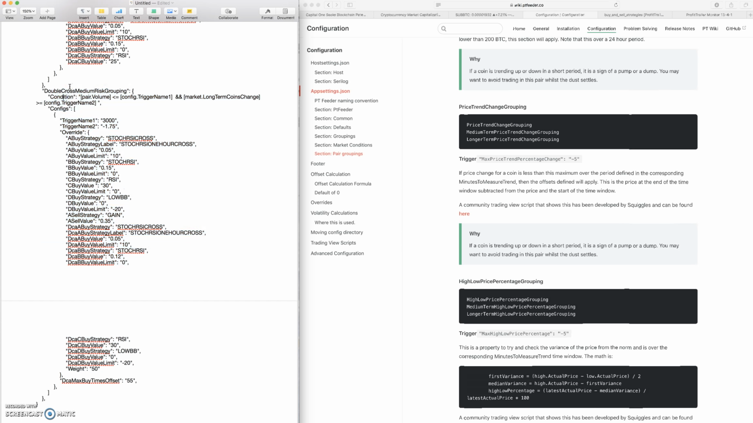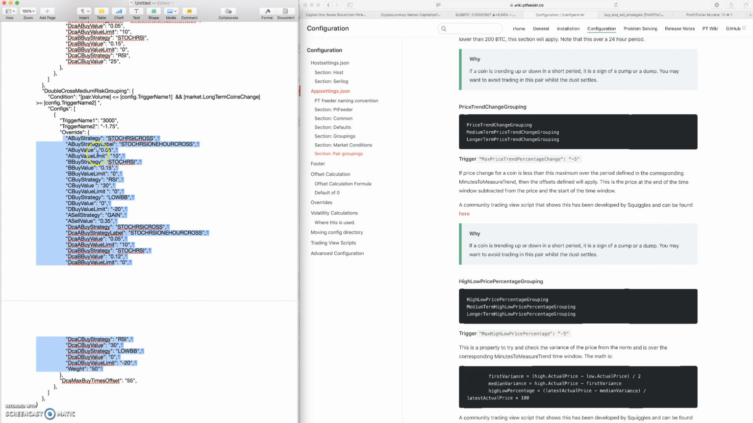So what this is saying is for this double cross medium risk grouping, you have pair volume. So say you're trading BTC ADA. Your pair volume needs to be less than or equal to the config trigger name 1, and that's this guy here. So if your pair volume, you're trading ADA, is less than 3,000, and the market dot long-term coins change is greater than or equal to negative 1.75, then you're going to override that coin's buying strategies altogether.